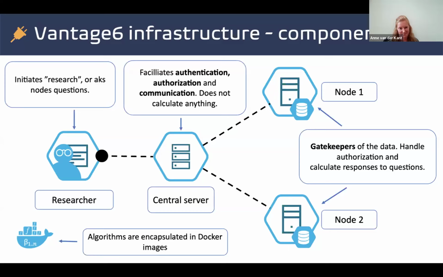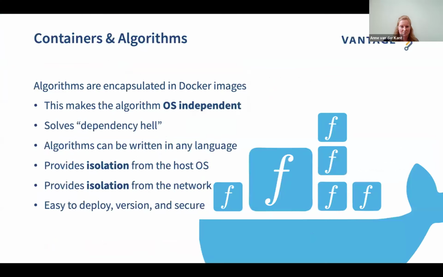To make this flexible and reusable, we're using containerization for the algorithms. So basically, we're sticking everything that we need to compute in a tiny miniature computer called a Docker image. We're distributing the Docker image to the nodes so they all know what to do. Nodes run the Docker image and nodes are returning the results.